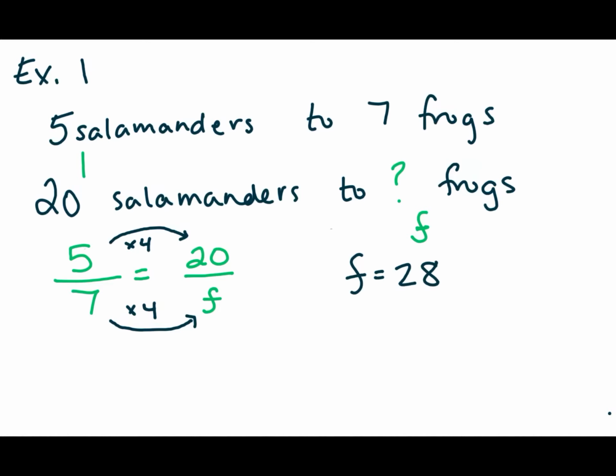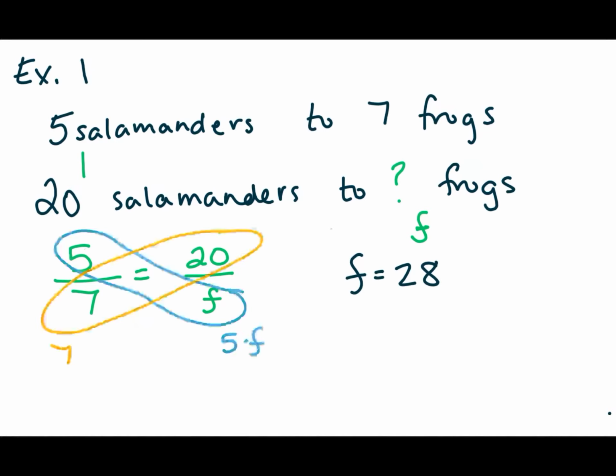But sometimes this is not a nice, neat number. And so we need to cross multiply. When you have 2 fractions that are equivalent, you can cross multiply them, and they will have equal proportions. Okay, so this would be 5 times F, and this would be 7 times 20.